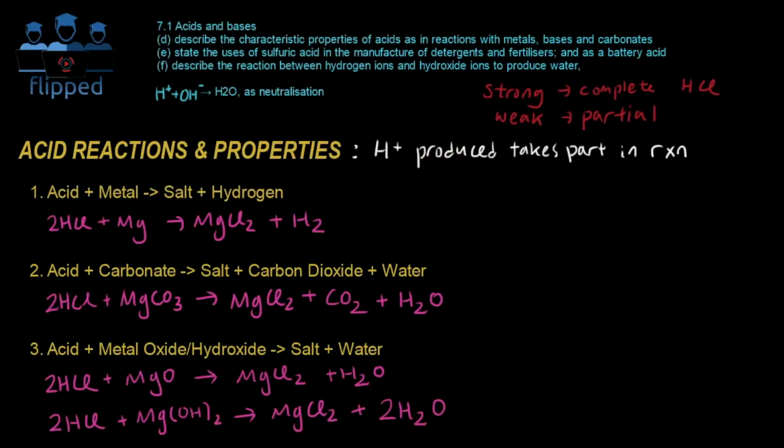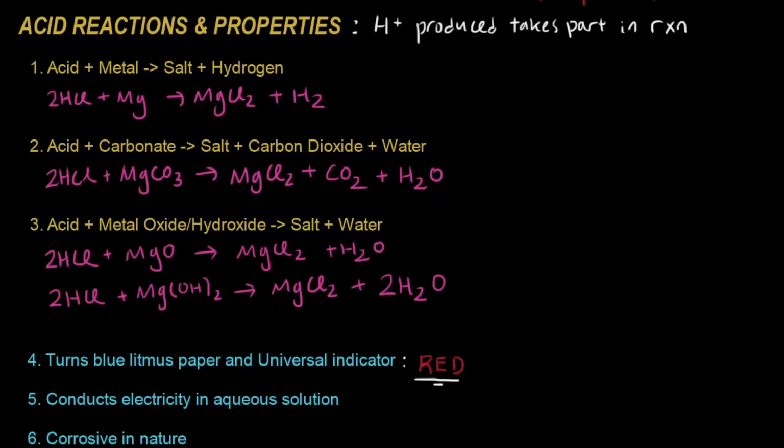First we will start off with acid with metal giving us salt and hydrogen. How this works is quite simple. We have a magnesium here and a chloride here. They both will come to form magnesium chloride, and the two remaining hydrogen atoms become the hydrogen gas. That's quite easy, right?